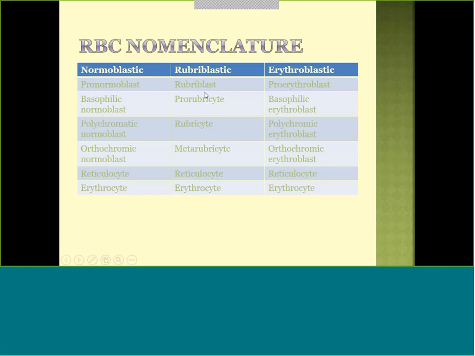So if we were to say rubroblast, you know that's a pronormoblast. If we were to say prorubrocyte, that's a basophilic normoblast. Then rubrocyte, metarubricite, and then finally the last 2 stay the exact same names. So do memorize the naming systems. Unfortunately, it's just a memorization thing.